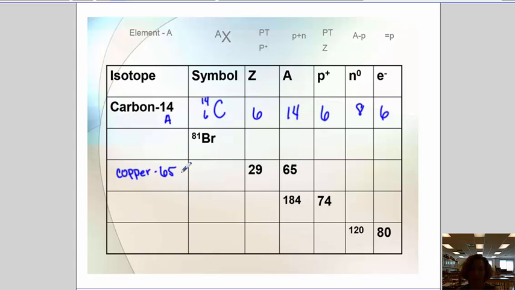Remember that A goes back here. So Cu is our symbol, 65 in front. Then our protons and our electrons are the same as Z. To get N, we're going to subtract 65 minus 29, and that gives us 36.